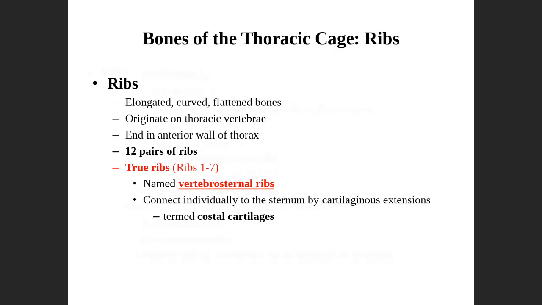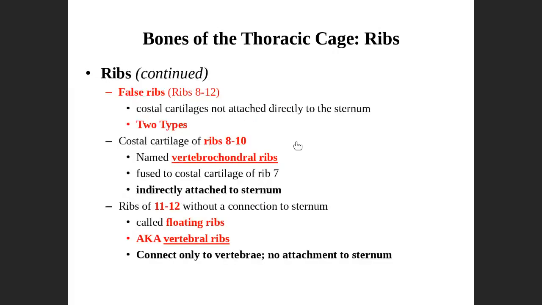Almost done. The next grouping of ribs are going to be ribs 8 through 12. We call those false, because their costal cartilage does not directly attach to the sternum. Instead, their costal cartilage is going to attach to the costal cartilage of the true ribs. So keep in mind, they do not attach directly to the sternum. So we have 2 subtypes.